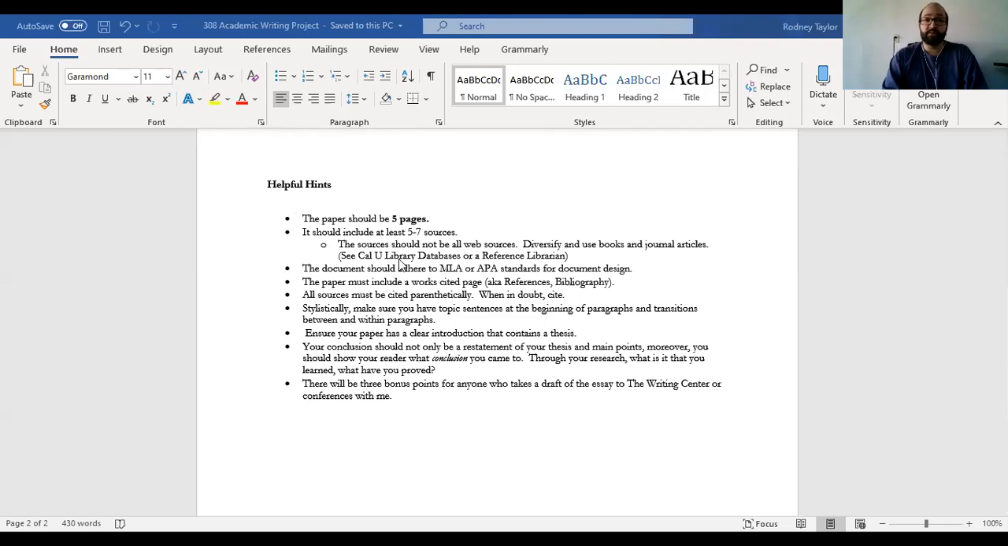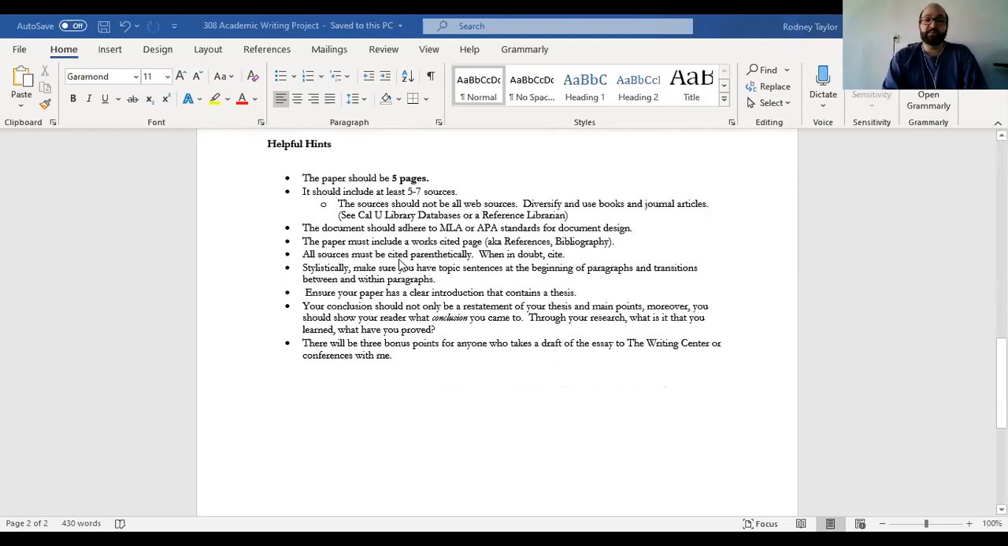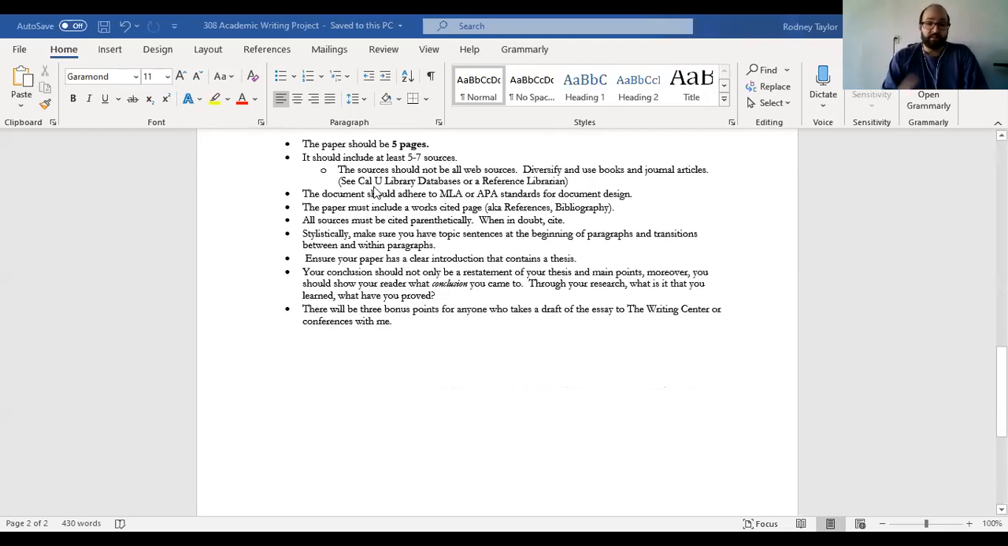You'd be surprised what you can get with the, not IUP's, but CalU's EBSCOhost. And then you have to use MLA or APA, works cited, cite things parenthetically. If you're not sure about citing it, just cite it.